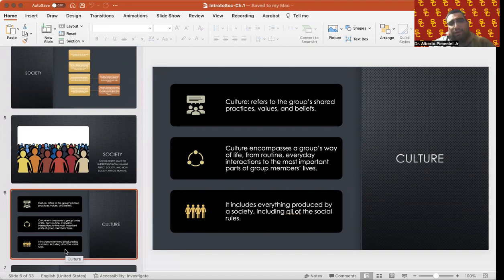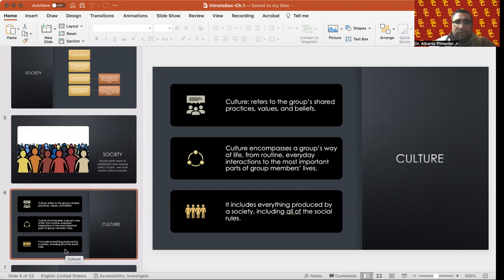We want to think about culture, and we're going to revisit culture later on, I believe in chapter 3. But just to quickly define what culture is: culture refers to a group's shared practices, values, and beliefs. Culture encompasses a group's way of life, from daily routines to everyday interactions to the most important parts of group members' lives. Social interaction and culture play major roles in understanding our sense of self. Essentially, who are we today? Who are we going to be tomorrow? And who are we going to be 20 to 25 years from now?